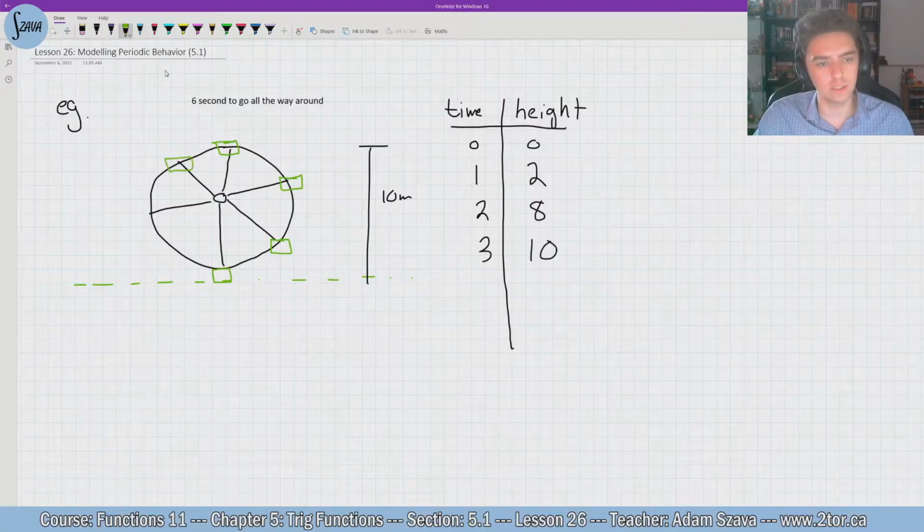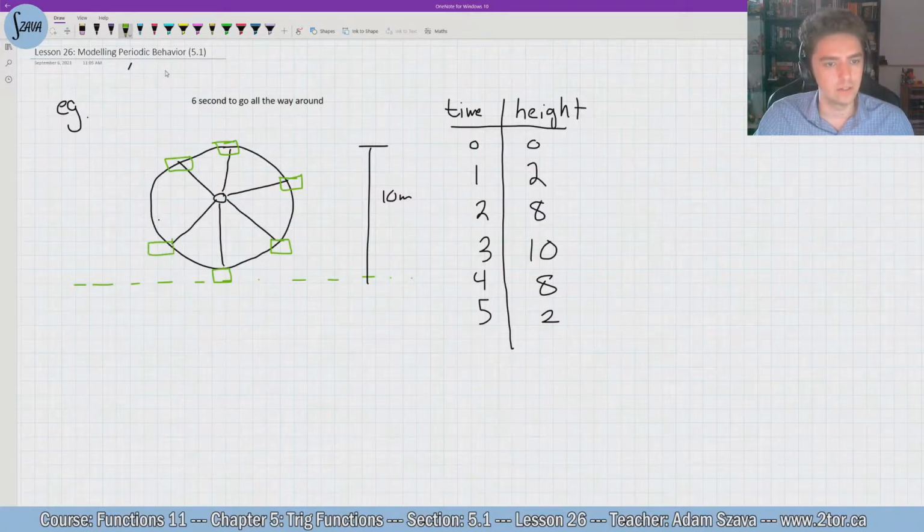After 4 seconds, we'd start coming down, right? And we'd be at maybe 8 meters again. And then at 5 seconds, we would be 2 meters off the ground again. I drew that kind of wrong, so let me draw it a little bit better, more symmetrically. So there we go, 2 meters again. And now at 6 seconds, we would return back to 0.